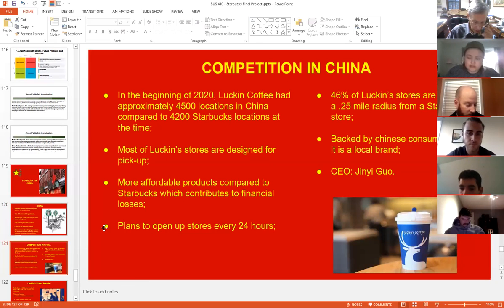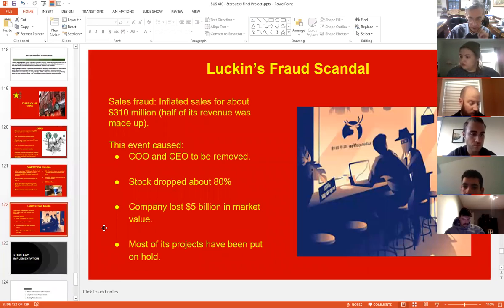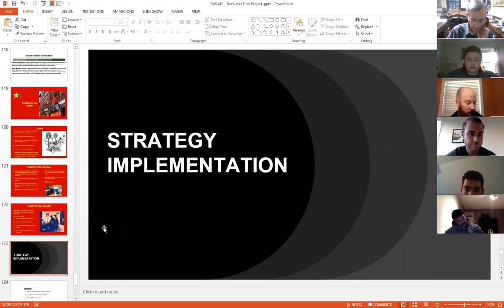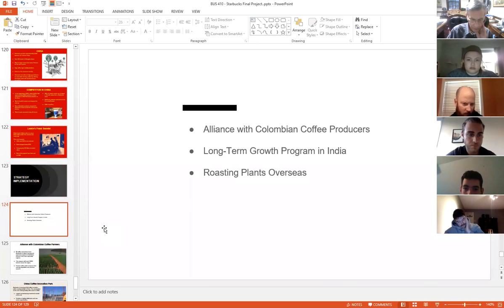This outfit's pretty well been neutralized. Yes, this is the Luckin fraud scandal I was talking about. The stock dropped about 80%, and the company lost over 5 billion in market value. Most of its projects have been put on hold. Okay. The strategy implementation: the alliance with Colombian coffee producers, the long-term growth program in India, and the roasting plants overseas.